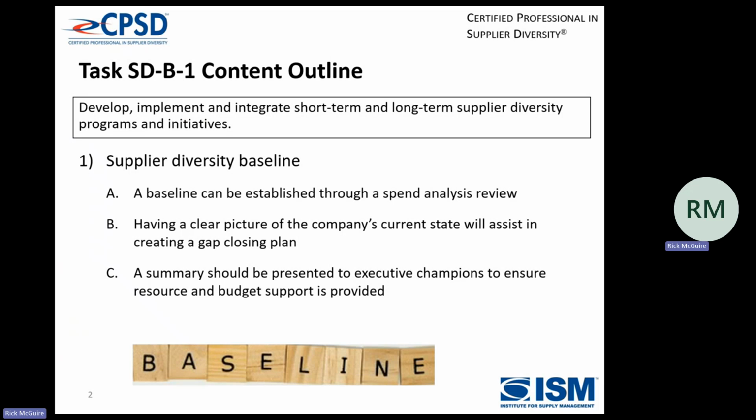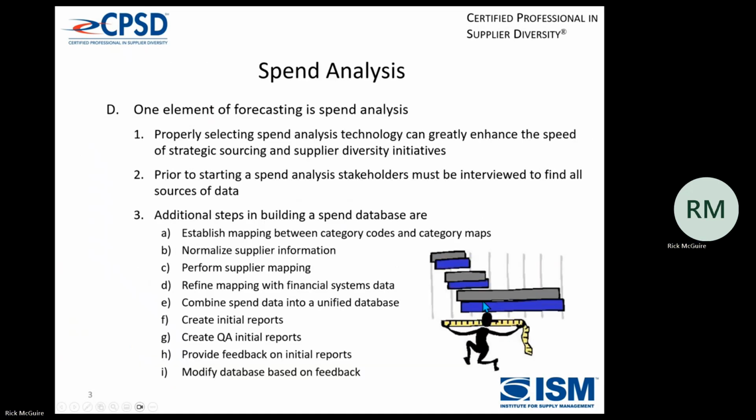A summary should be presented to executive champions to ensure resource and budget support is available or provided. One element of forecasting is spend analysis. Properly selecting spend analysis technology can greatly enhance the speed of strategic sourcing and supplier diversity initiatives. Prior to starting a spend analysis, stakeholders must be interviewed to find all sources of data.